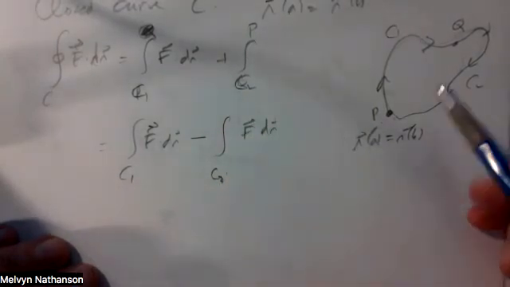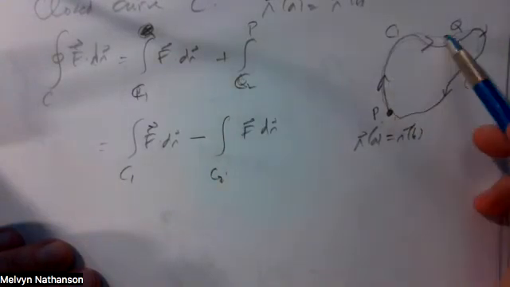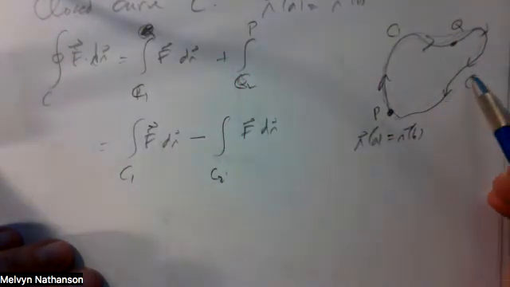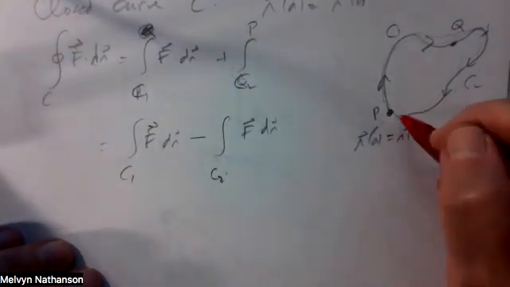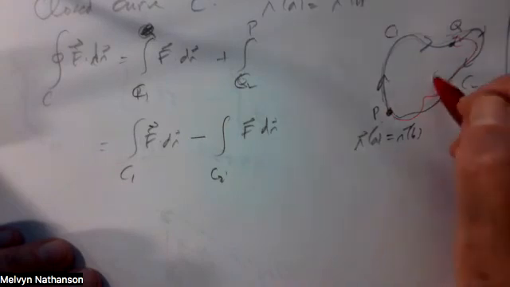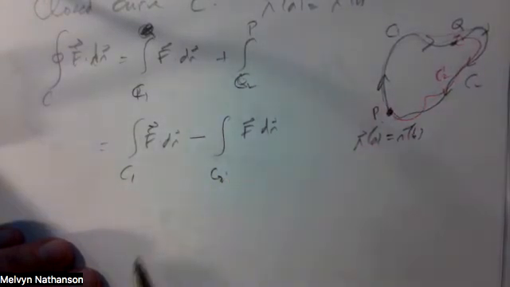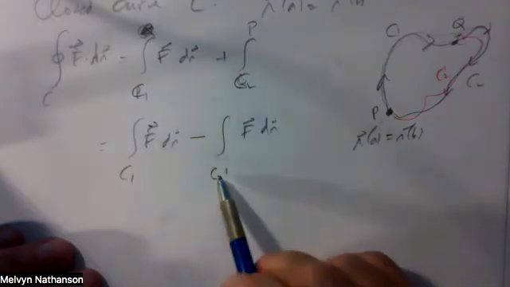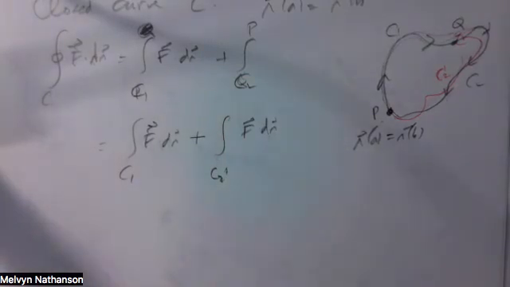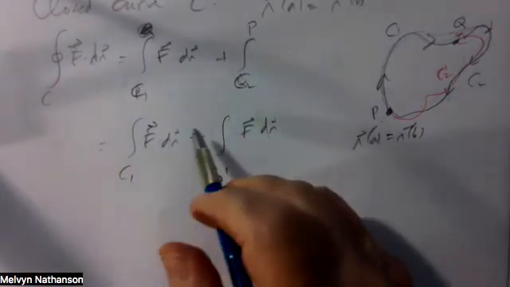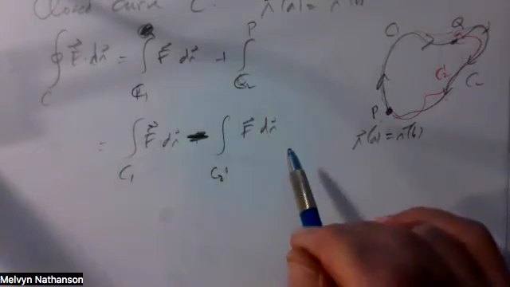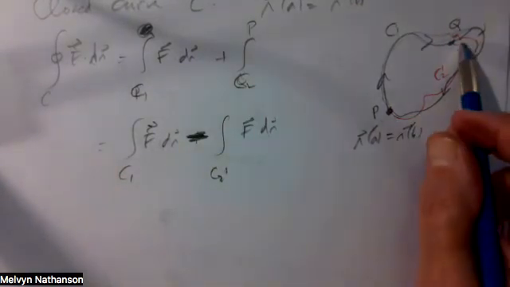F dot dr. That is, I can go from P to Q along C1. I can go from Q back to P along C2. But if I reverse C2, I'm going from P to Q in the opposite direction. So I'll call that C2 prime. The integral along C2 is minus the integral along C2 prime. But C2 prime is an integral from P to Q.